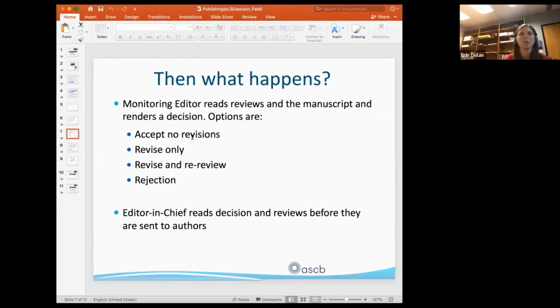So accept with no revisions is exactly that. It goes straight on to publication. Revise only typically means that there's some revisions needed, but the resubmission will be reviewed only at the editorial level. So it doesn't need to go back out to reviewers. Revise and re-review means it will go back out to reviewers for additional input. And then a rejection means that the paper is not suitable for publication in LSE. And so it should not be revised and resubmitted.